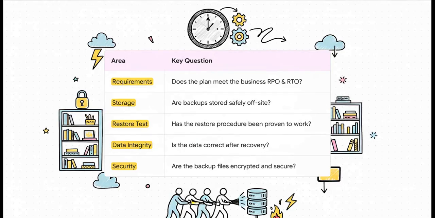So what's the big takeaway here for you? This checklist really boils it all down to the key questions you need to be asking. First, does your plan actually meet the needs of the business, the RPO and RTO? Are your backups stored somewhere safe, off-site and away from the main library? Have you actually tested the restore? Do you know for a fact that it works? Is the data you get back correct? And finally, is the whole thing secure?